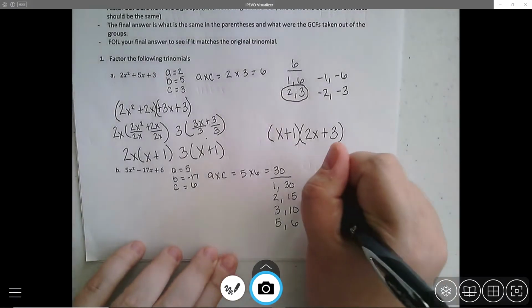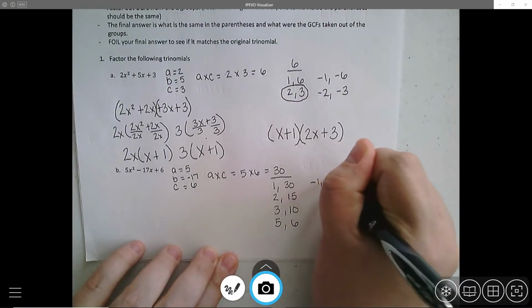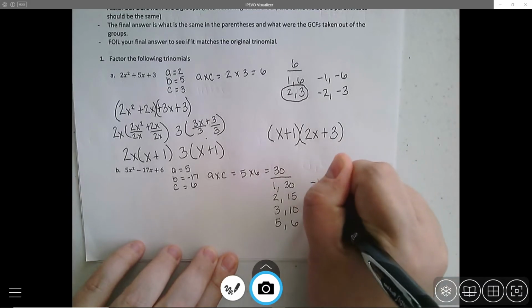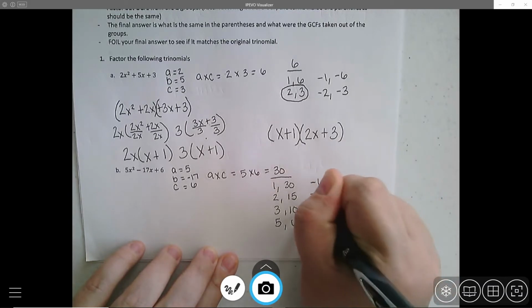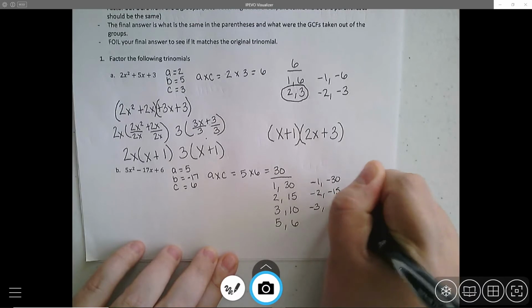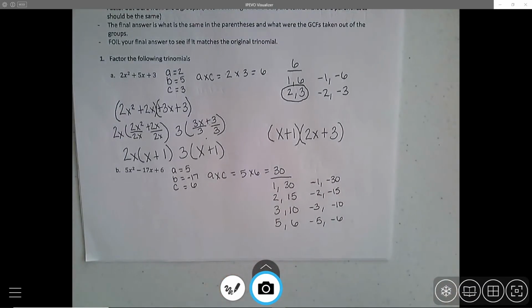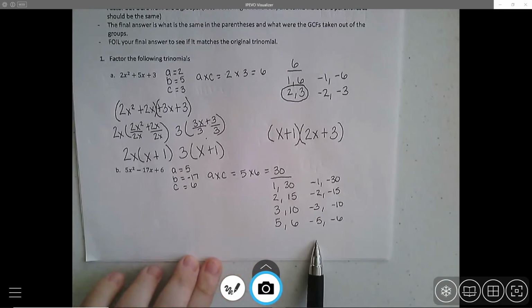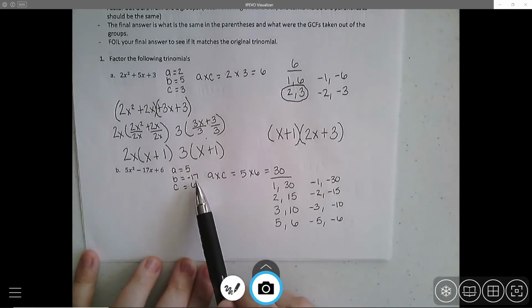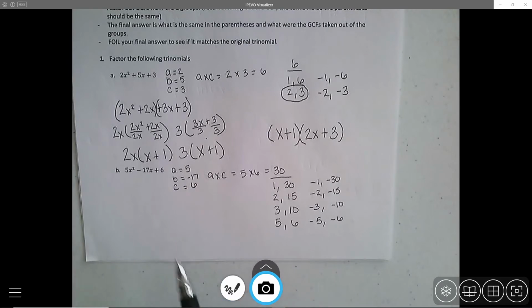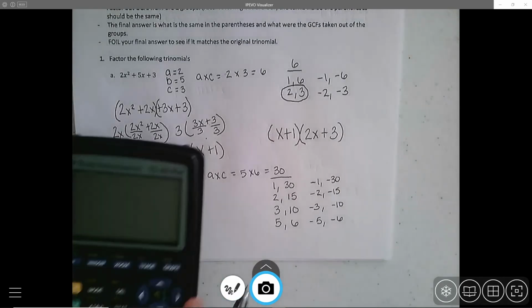Now I'm going to write them out where they're both negative: -1, -30. -2, -15. -3, -10. -5, -6. Out of these factors that I have listed here, I'm looking for which one adds up to my B value. My B is -17.